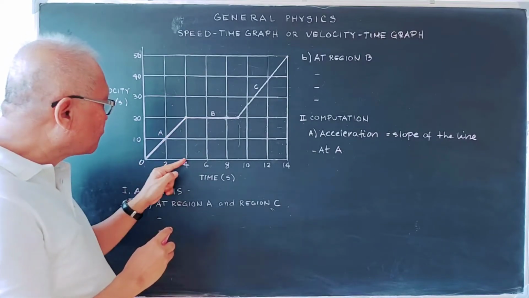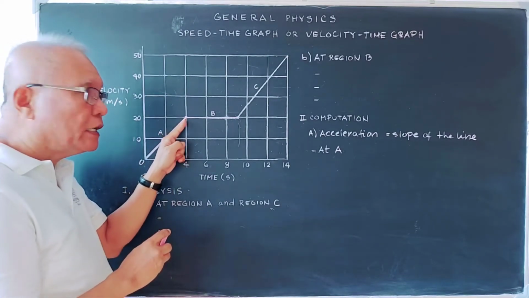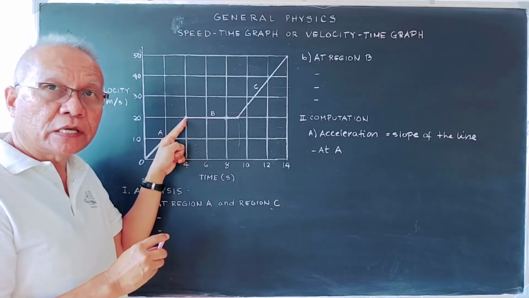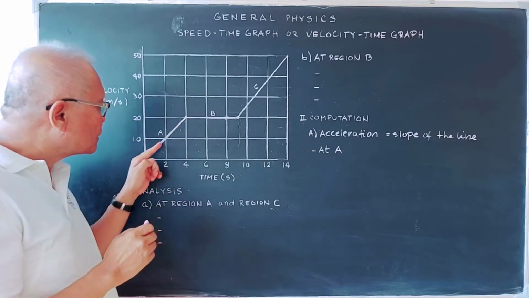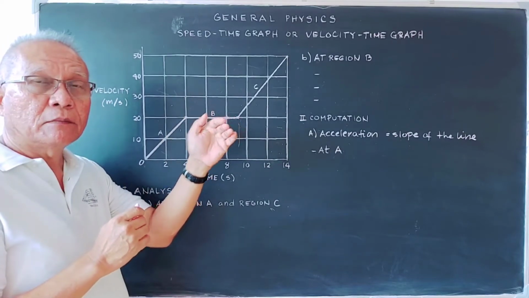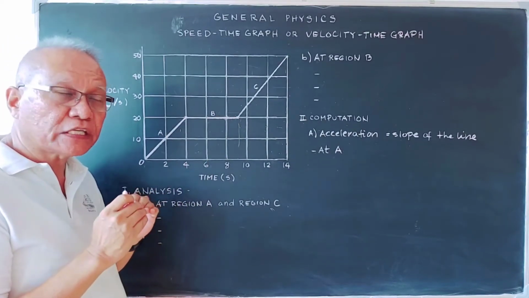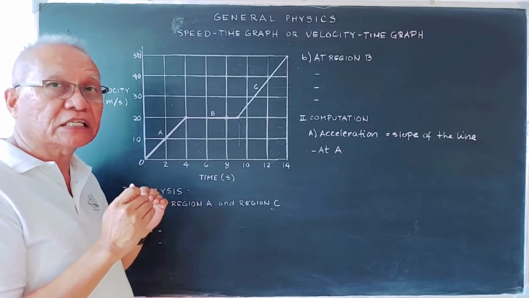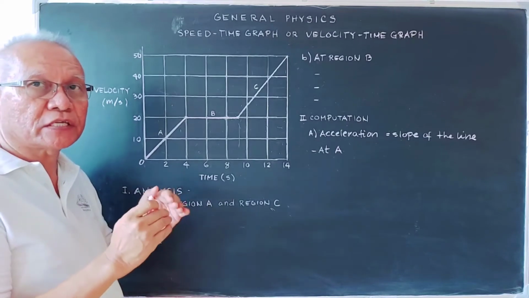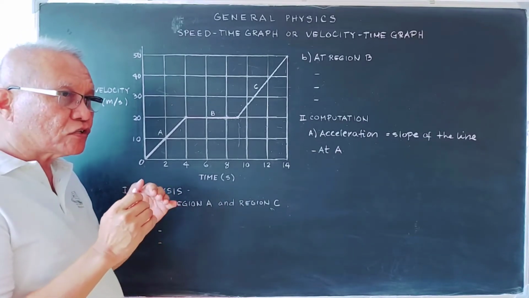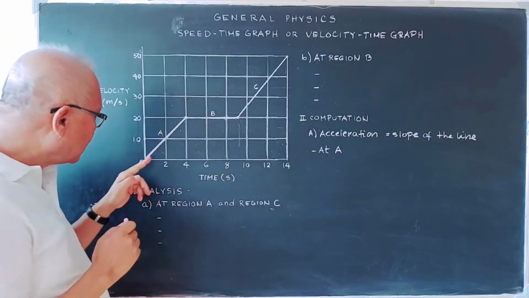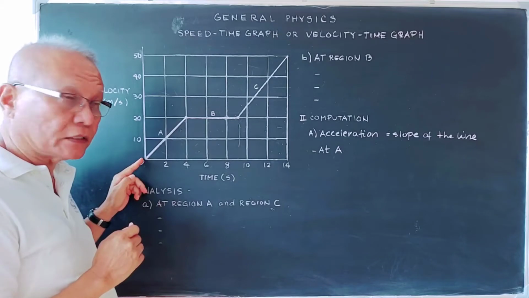So from 0 to 4, we have a straight line here. It means that we have a uniform acceleration. Means our velocity is increasing uniformly. But our acceleration is not increasing, it is not decreasing, but it is uniform. It does not change. So when we have an acceleration of 5, it will be 5 throughout. But here, the velocity is increasing.